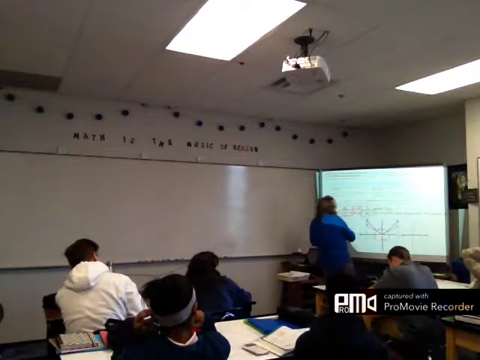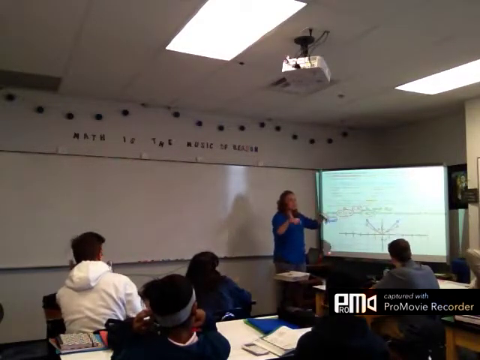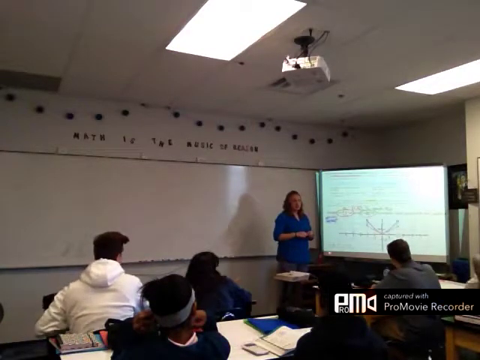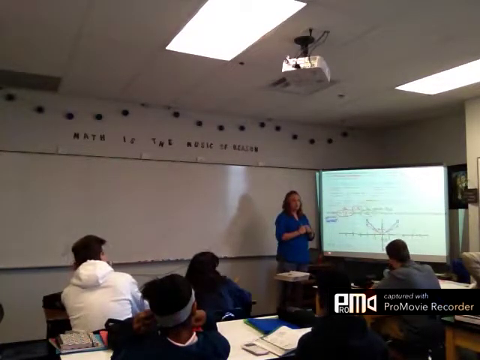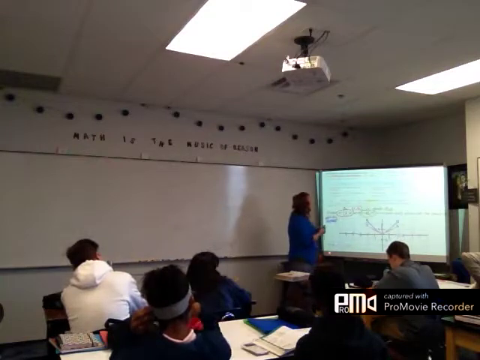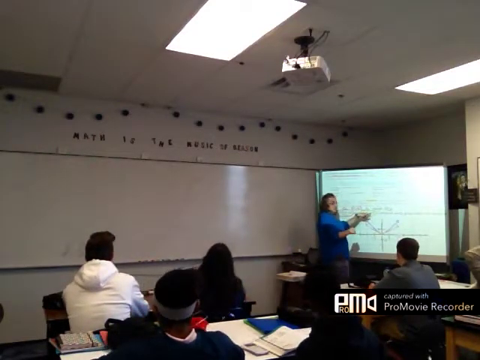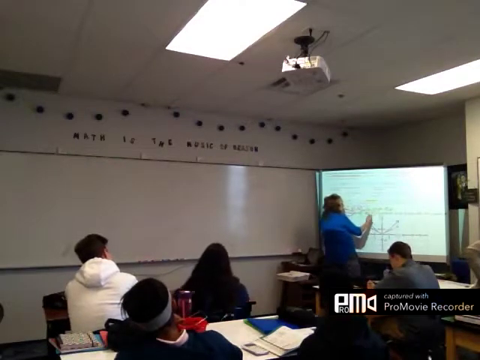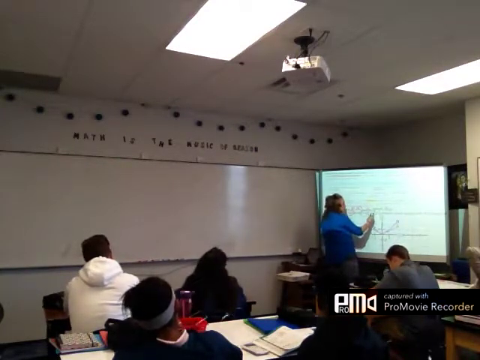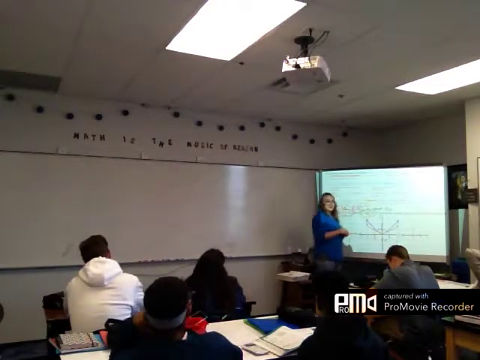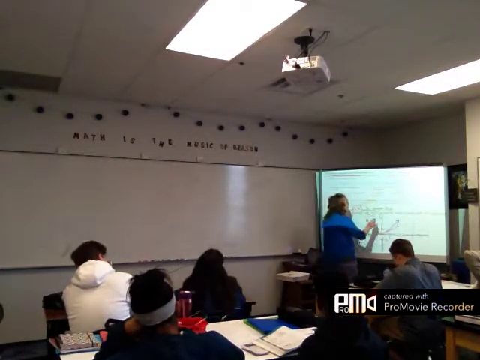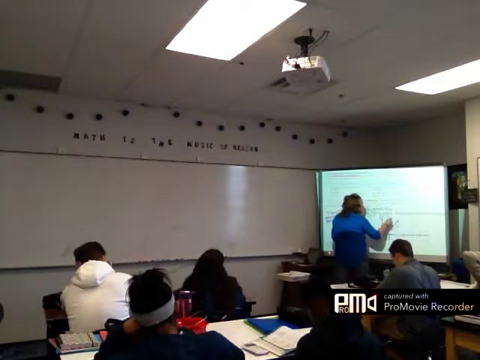What does this negative tell me? It's going down. And the 3 tells me that it's going to do what? Bigger. Is it going to stretch or shrink? Stretch. So if I plug a 1 in here, what point do you get out? The absolute value of 1 is 1. 1 times -3 is -3. So my point is 1, -3.